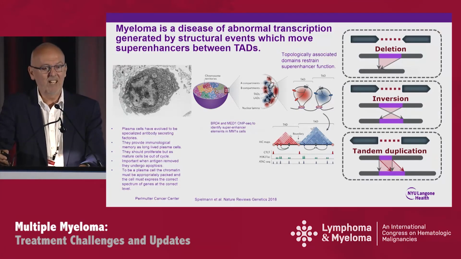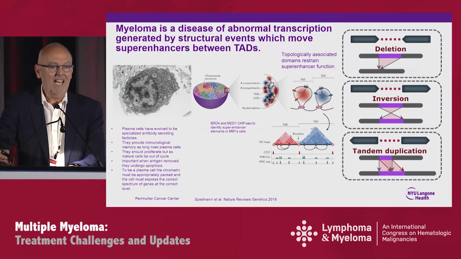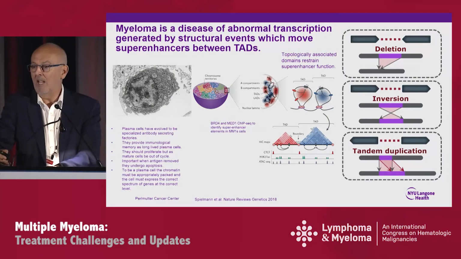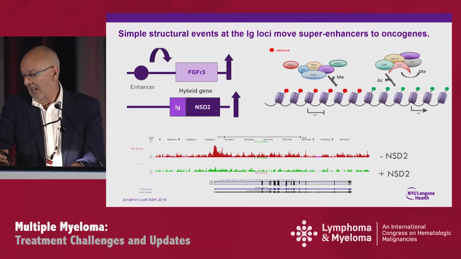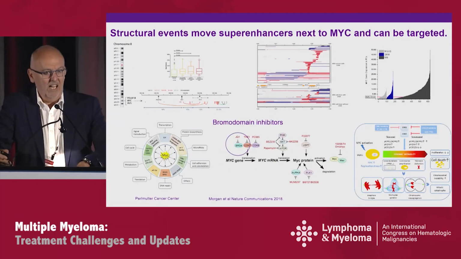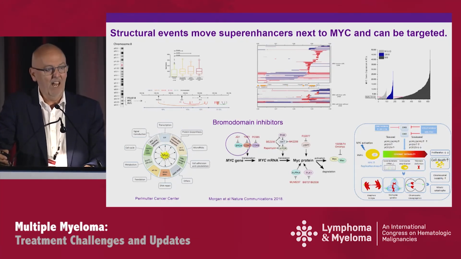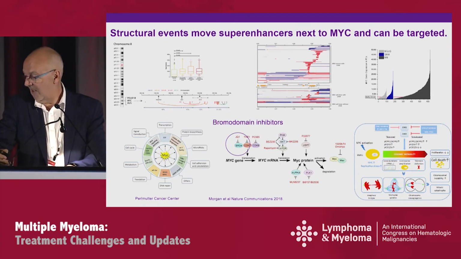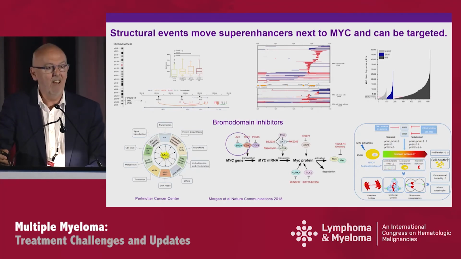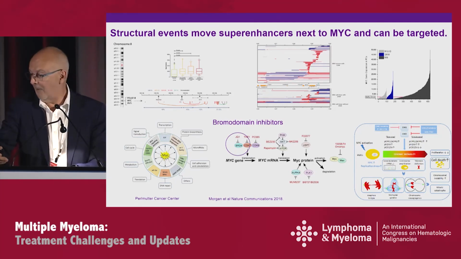And so if you could target the super enhancer, say by a bromodomain inhibitor, you might be able to get some disease control. And I think that is illustrated here with MYC rearrangements, which are very common in myeloma. It would be good if we could target MYC, and maybe bromodomain inhibition is one way that we can try and get at this therapeutically. And there's plenty of evidence now that this is realistic. The clinical inhibitors are just not up to standard at this point in time.